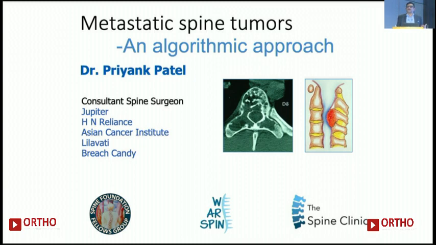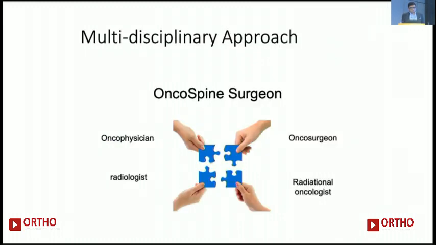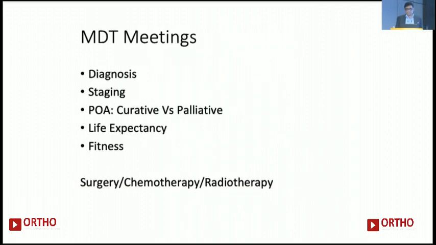Classically, we know that spine tumor surgeries are all big surgeries, but everybody is now focusing very hard to make all these big surgeries small. So the thing that has changed is that now it's a multidisciplinary approach. It's not like an onco surgeon sending a patient across to us or an oncologist telling us to do the surgery. It's a combined decision between the onco spine surgeon, the onco physicians, the onco surgeons, radiologist, and the radiation oncologist.